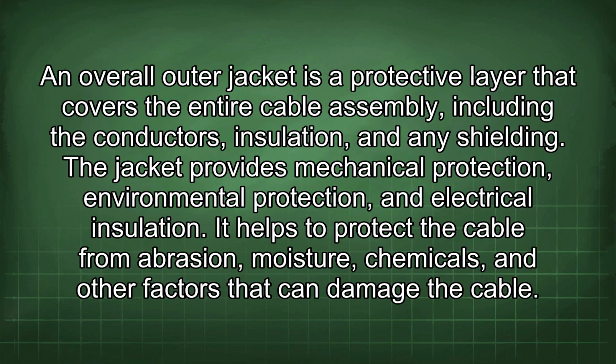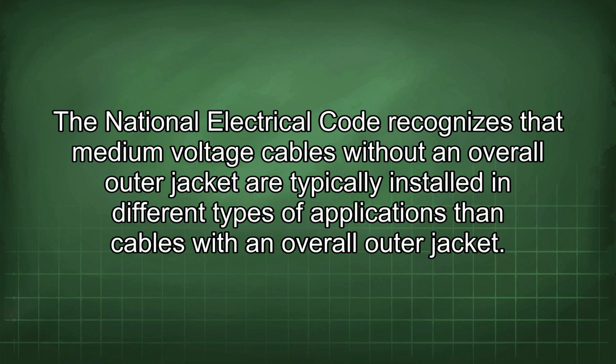jacket. An overall outer jacket is a protective layer that covers the entire cable assembly, including the conductors, insulation, and any shielding. The jacket provides mechanical protection, environmental protection, and electrical insulation. It helps to protect the cable from abrasion, moisture, chemicals, and other factors that can damage the cable. The National Electrical Code recognizes that medium voltage cables without an overall outer jacket are typically installed in different types of applications than cables with an overall outer jacket.